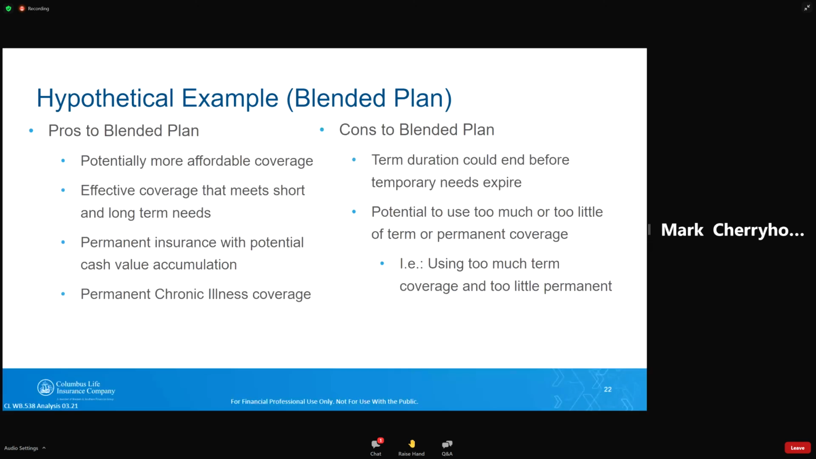This is where you need to have that discussion about what the client can actually afford to solve this problem. What some people like about the blended approach, the laddering approach, is that we've still found affordable coverage for the client as opposed to using all permanent insurance. Yes, it's more expensive than just using term, but this approach allows us to have some of our needs permanently insured and covered as long as that IUL stays in force. And the client also has the benefit of chronic illness coverage and all the benefits that come along with the cash values.